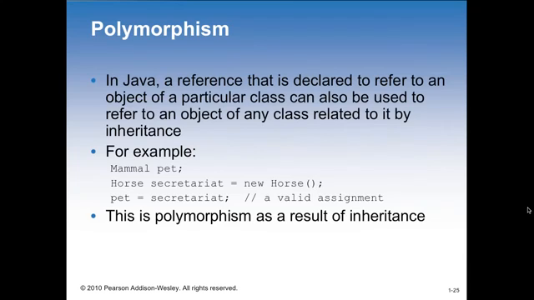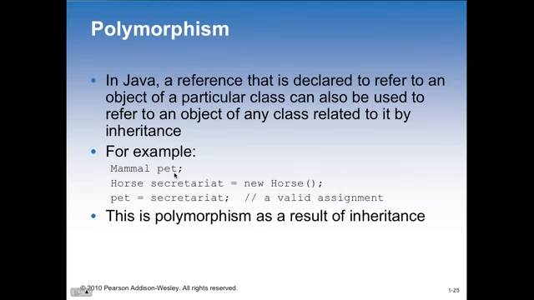So in Java, a reference that is declared to refer to an object of a particular class can also be used to refer to an object of any class related to it through inheritance. Which means if you create a collection and you create a stack, because we have late or dynamic binding, we can use it as a stack or we can use it as a collection. We're not stuck. We can actually go back through the inheritance of that object and use it in terms of its instantiation. So here's an example.